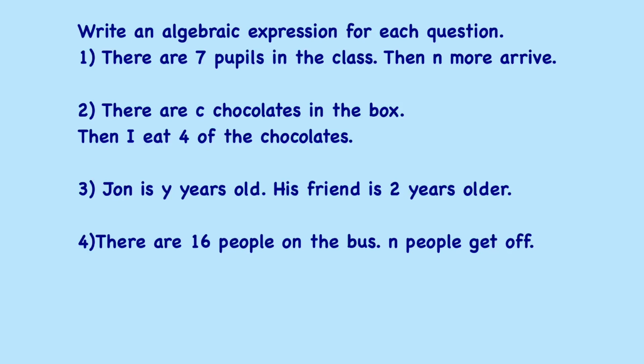How did you do? Let's go through the answers. So remember, with these questions, you're writing an expression, so you want to write down exactly what you read. So question 1 says, there are 7 pupils in the class, then n more arrive. So we had 7 pupils in the class, and then n more arrive, so they're coming in addition to, so we have plus n. Question 2. There are C chocolates in the box, so we can write that down, C. Then I eat 4 of the chocolates, so I've eaten them, that means I'm going to take away 4.